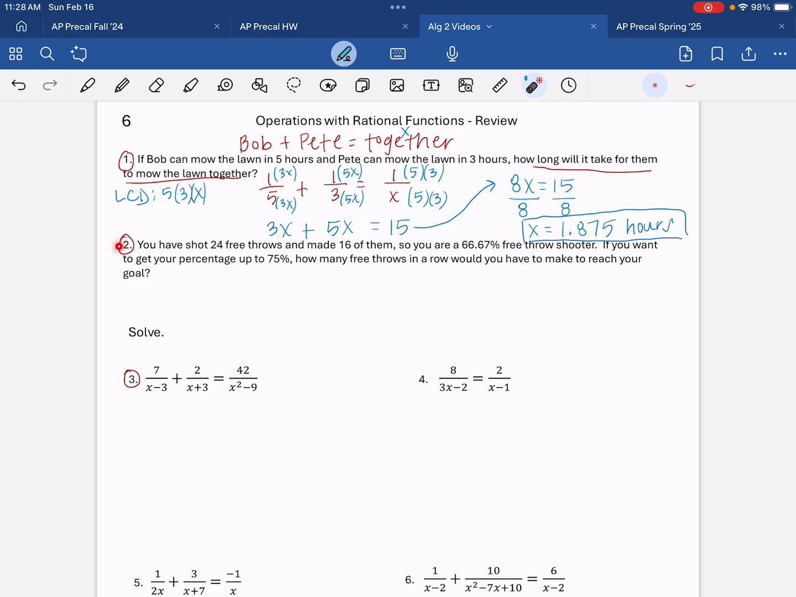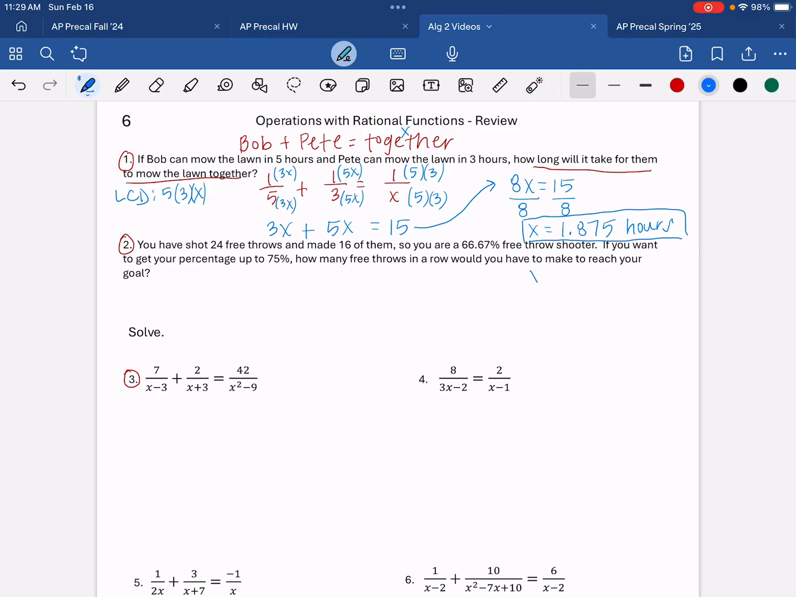Okay, we're going to go ahead and set up number 2, and then I'm going to let you solve it on your own. So 2 says, and I promise you'll see another word problem like this on the test. These are the 2 types you'll see. You've shot 24 free throws, and you've made 16 of them. So right now, you're a 66.67% free throw shooter. So basically, you've made 2/3 of your shots. If you want to get the percentage up to 75%, how many free throws in a row would you have to make to reach your goal?